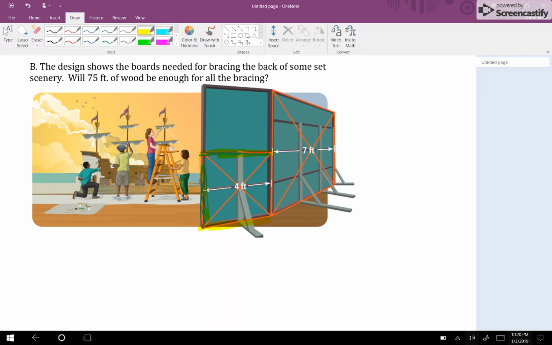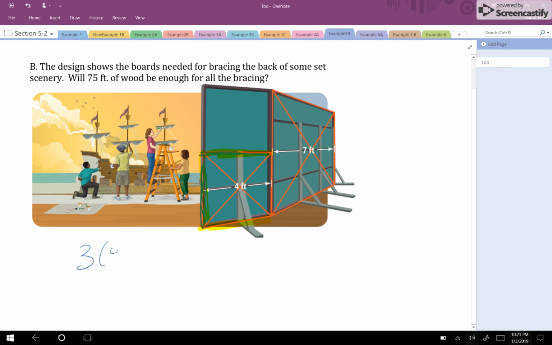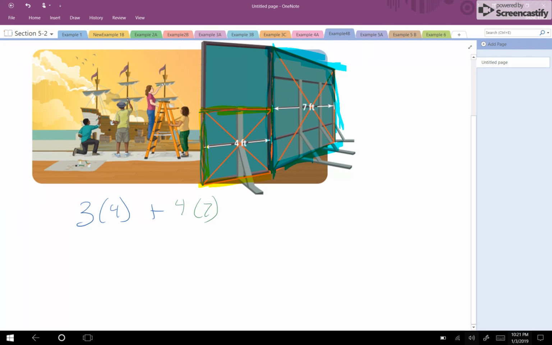So we have 3 4-foot sections. And then we have this 7-foot section right here, 7 feet over here, 7 feet over here, and 7 feet over here. So 4 7-foot sections. But then they've given us those lovely little diagonals. And in order to find these diagonals right here, so there's this one and this one, those are going to be the same, but we're going to have to do the Pythagorean theorem with this right triangle right here.